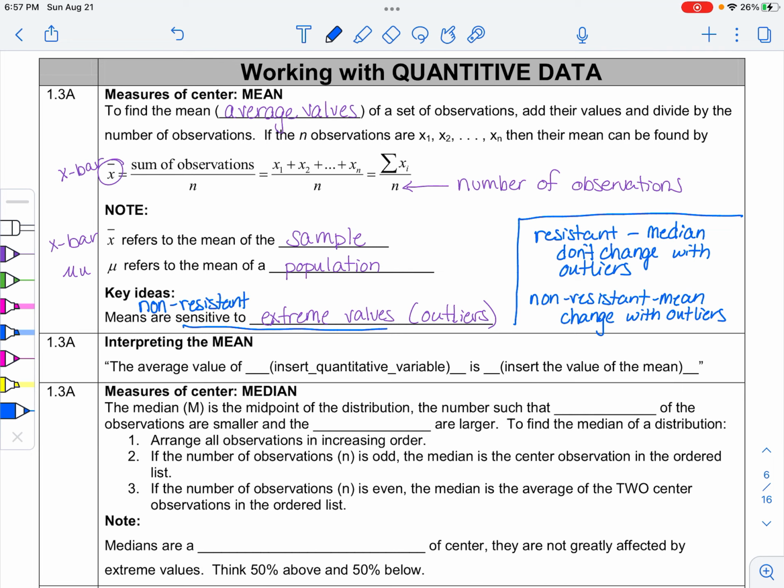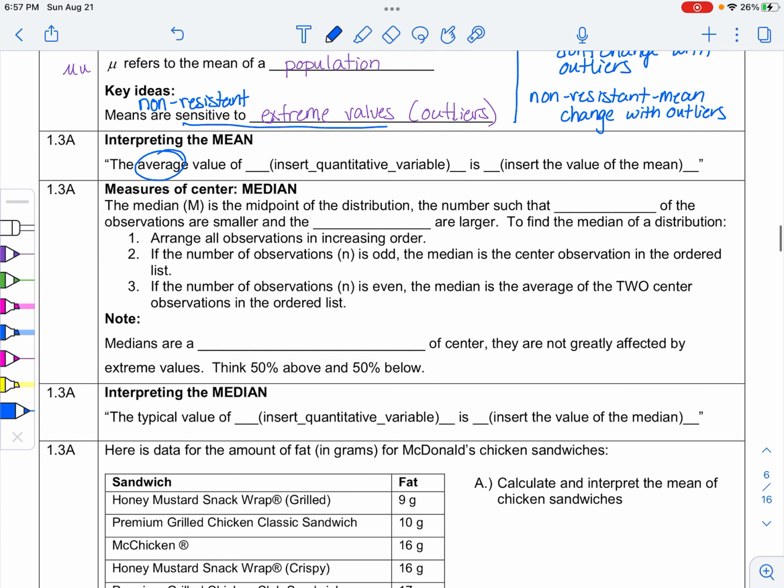So how do we interpret it? When it comes to stats, we usually use full sentences when we describe something. We don't just say mean equals. So you would say the average value of calories in a cheeseburger, we'll see that here in a minute, is, and insert the value of the mean. You're going to use that word average in there.